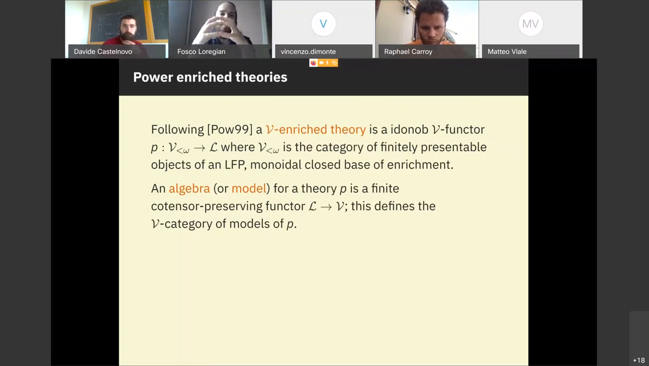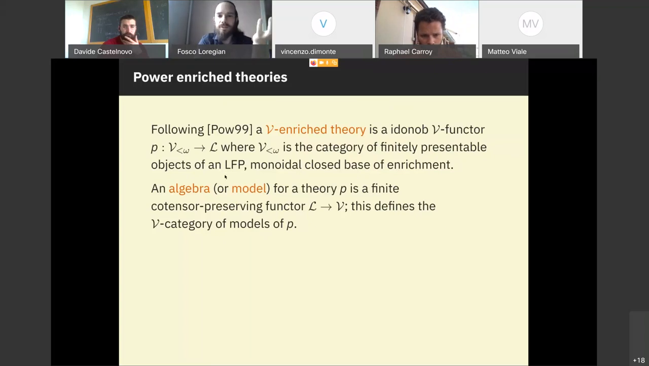Okay, so Power's definition is more or less the same, just transported to the enriched setting, because a theory here is just an identity-on-objects enriched functor from the subcategory of finitely presentable objects of a locally finitely presentable monoidal category that I choose as a base of enrichment. So exactly the same thing, because if V is the category of sets, then V less than omega will just be finite sets.